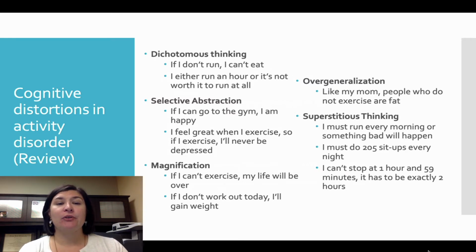Some of them might include dichotomous thinking. This is kind of if or that. So if I don't run, I can't eat. I either run for an hour or it's not worth it at all. Selective abstraction: if I can go to the gym, I am happy. If I feel great when I exercise, so if I exercise, I will never feel depressed. Magnification: if I can't exercise, my life will be over. If I don't work out today, I'll gain weight.